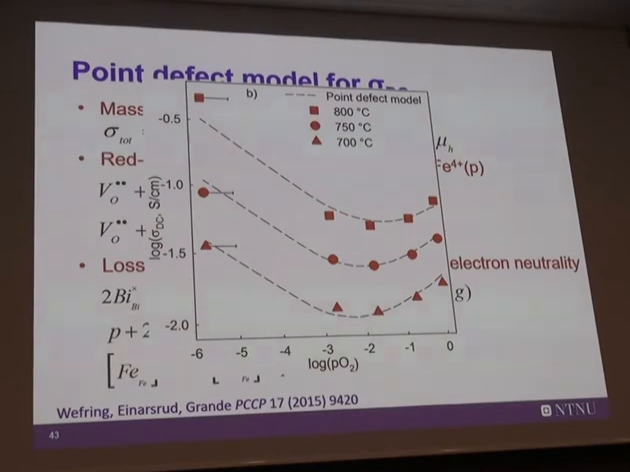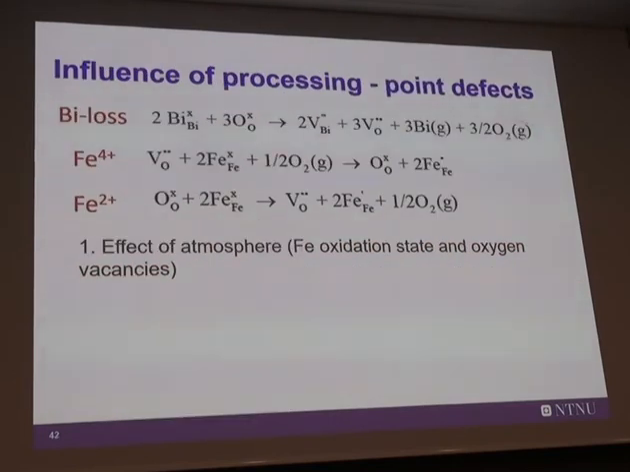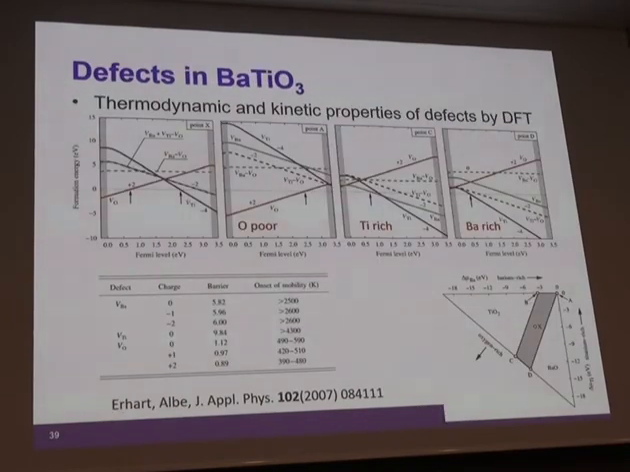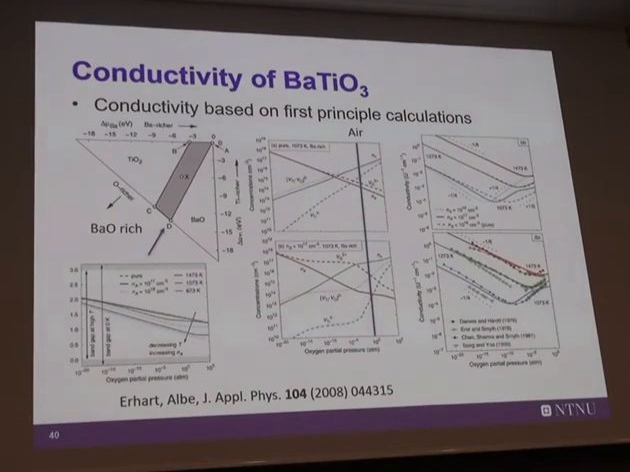I can show the same for barium titanate, which I skipped, but it basically shows the same. This is the conductivity of barium titanate as a function of PO2. Here you see again that you have an increase in conductivity going towards air, or high PO2, and that is typically a hole-type conductivity. It goes through a minimum, and then it becomes n-type at low PO2. So you change the dominating charge carrier species.